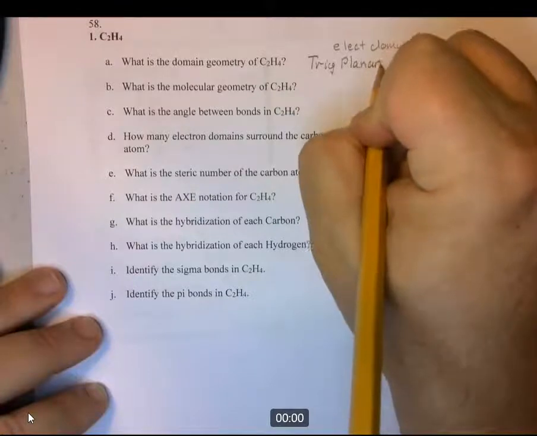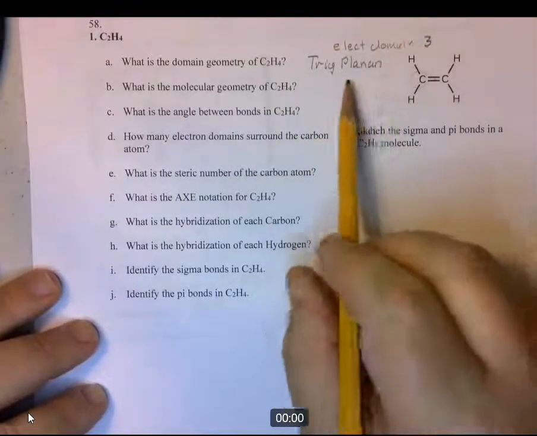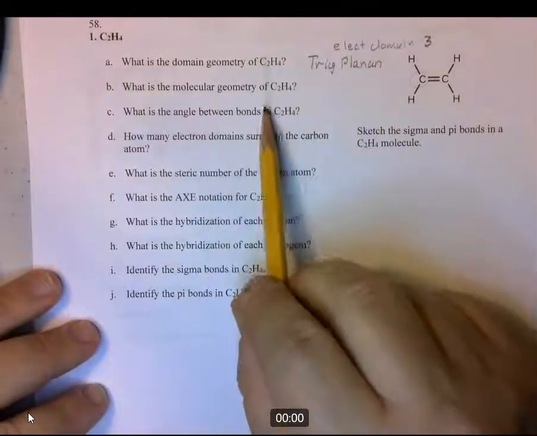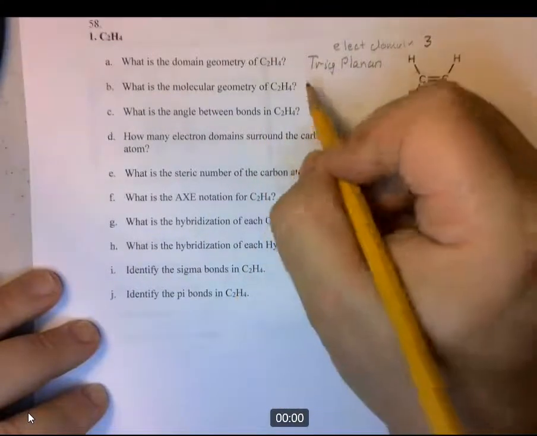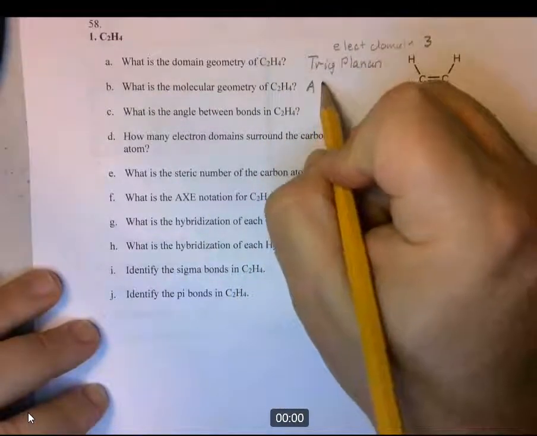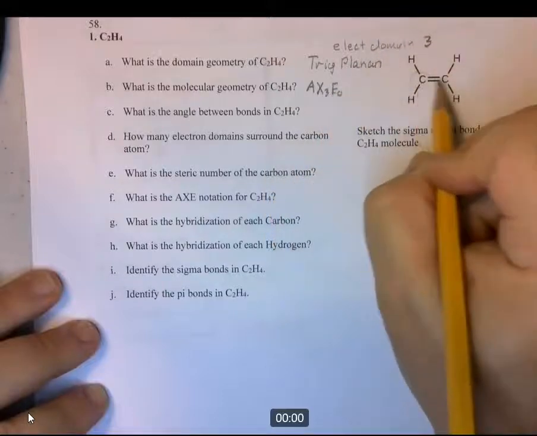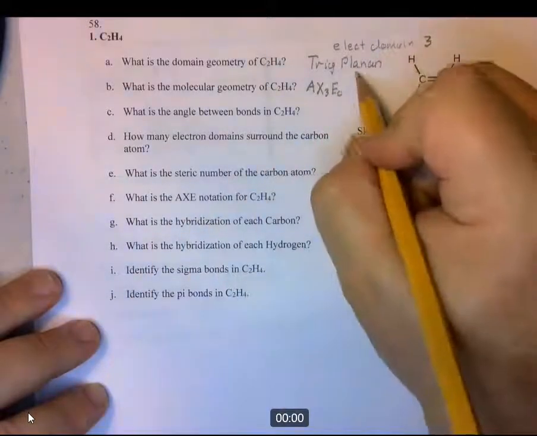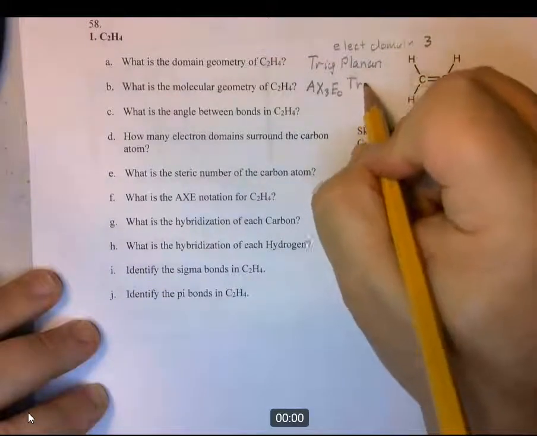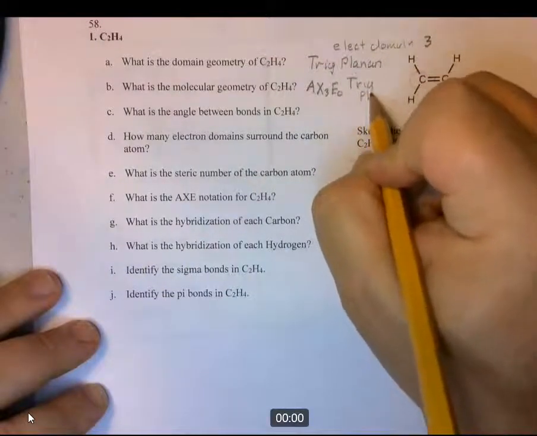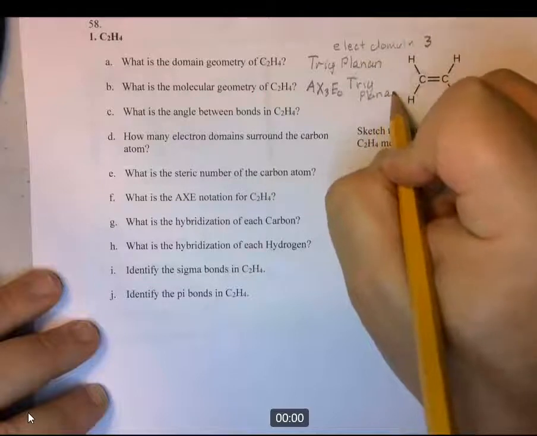Getting this straight off the same sheet, so go have that sheet by your side. What's the molecular geometry? Okay, it's bonded in all 3 places, AX3E0. Again, we're only dealing with one of the carbons, but the other one is identical. So that's also going to be trigonal planar. As long as it's an E0, the names are going to be the same.